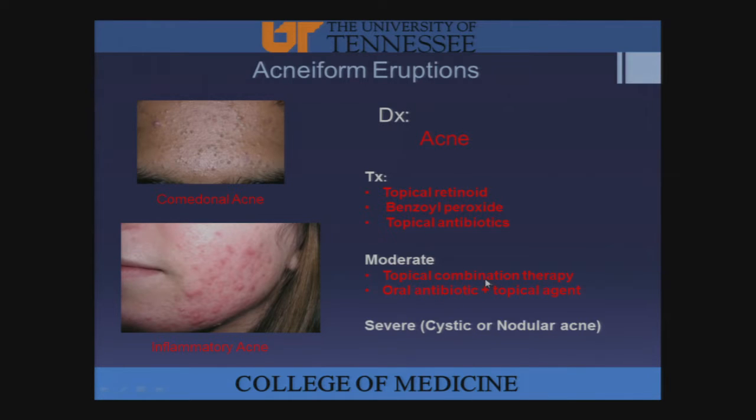Now we have severe acne. This is when you have the cystic or nodular acne predominance, which is what? What's called what? The main one, isotretinoin. And what's the brand name? This is, I think, Accutane. So this is from your inflammation of your hair follicle and the sebaceous glands.